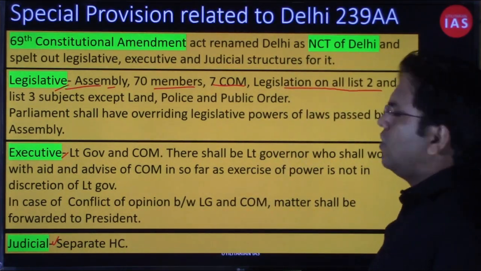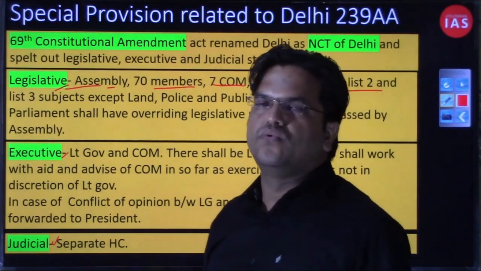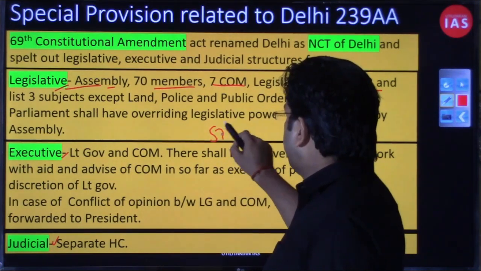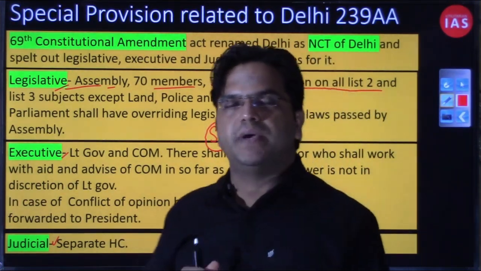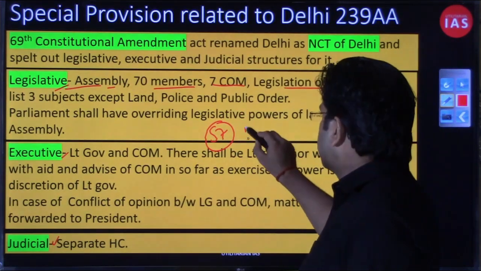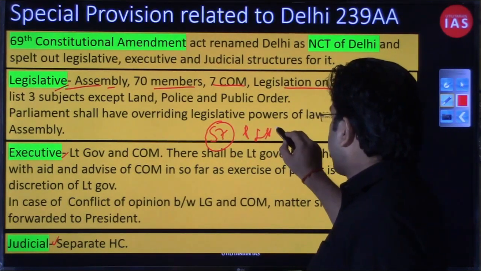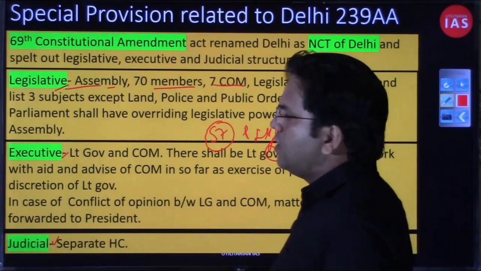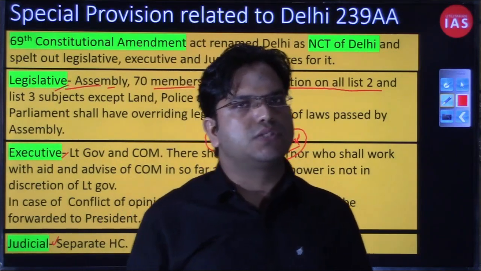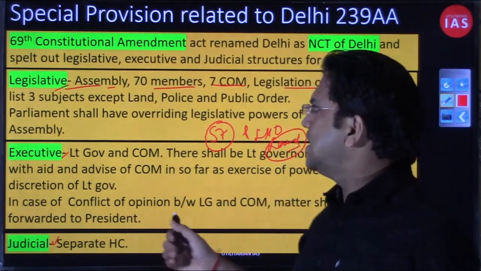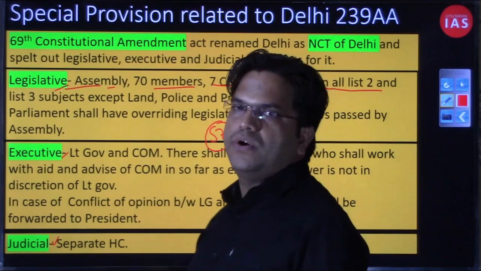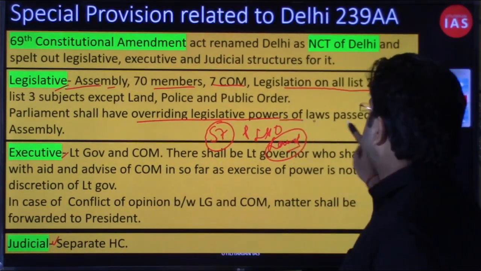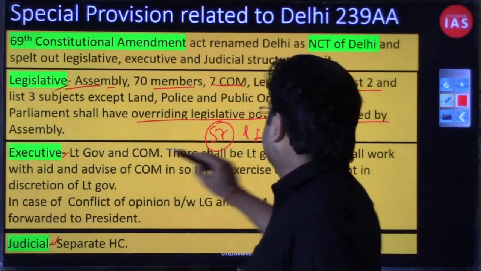Then it will legislate on all matters mentioned in list 2 and list 3 of schedule 7, except those 3 matters. Those 3 matters were police, law and order, and land. So except on these 3 matters, the Delhi Assembly is empowered to legislate on all the matters mentioned in list 2 and list 3, right? Parliament shall have overriding legislative power on the laws passed by the assemblies, right?